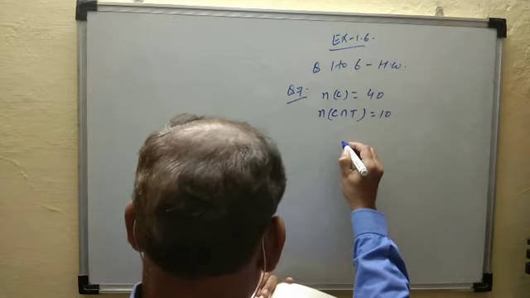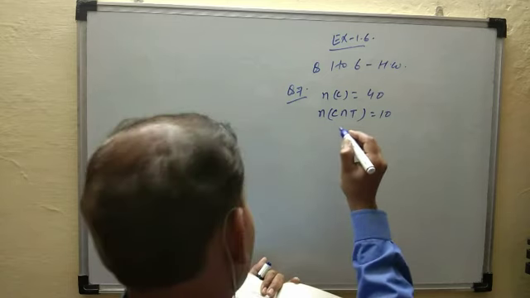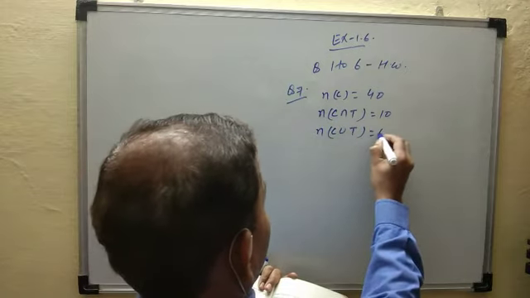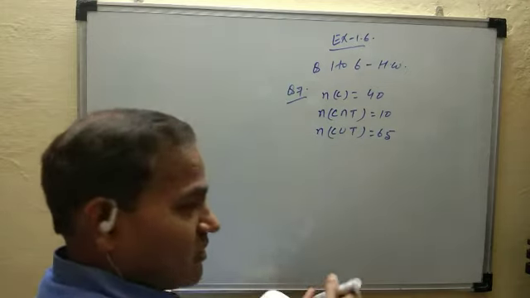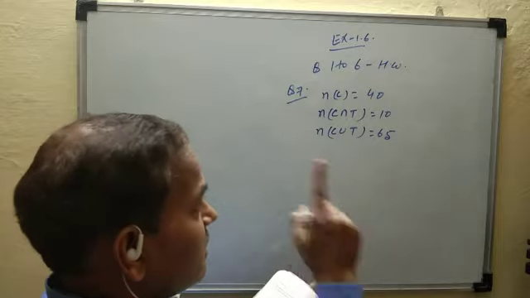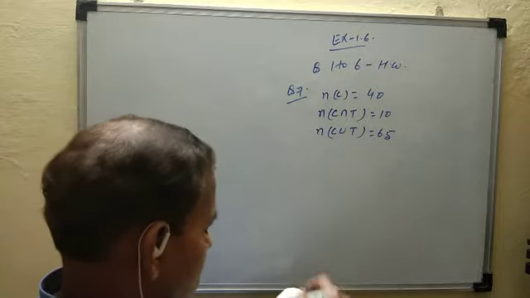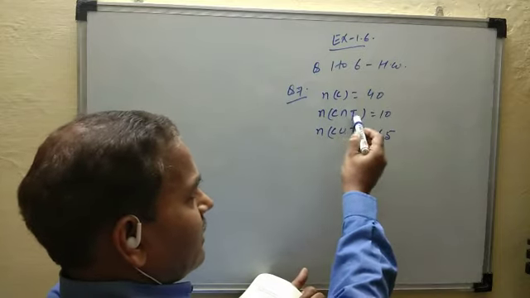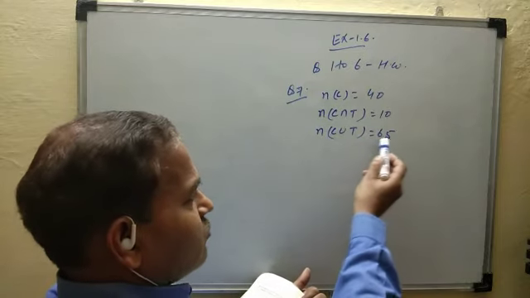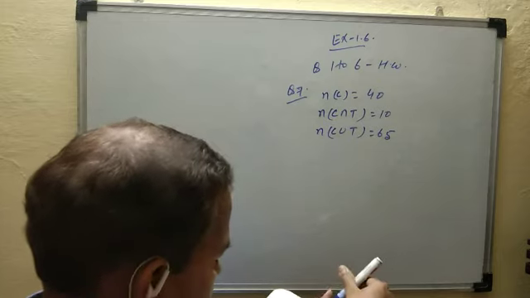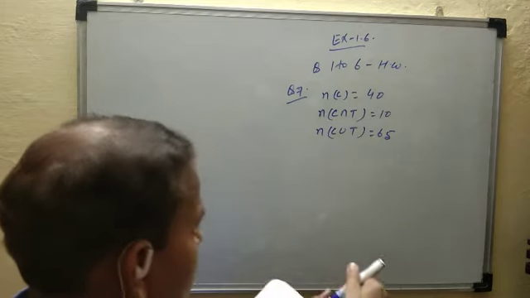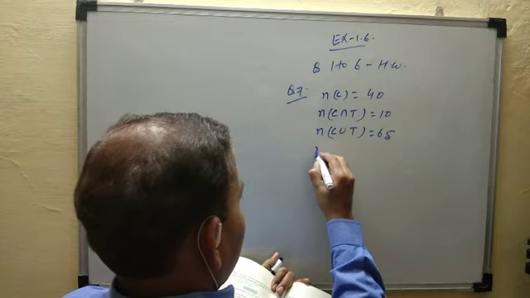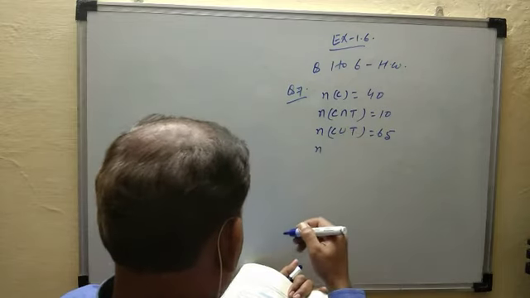In a group of 65 people, so the group, that is C union T, is equal to the given 65. Out of this group, 40 like cricket and 10 like both, and total students given is 65. Find how many like tennis only. That is the first question, find the number of how many like tennis only.